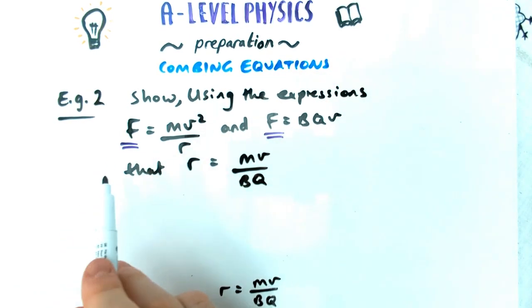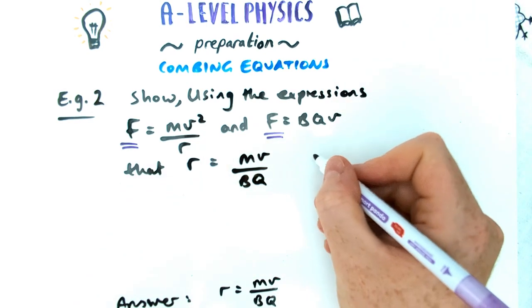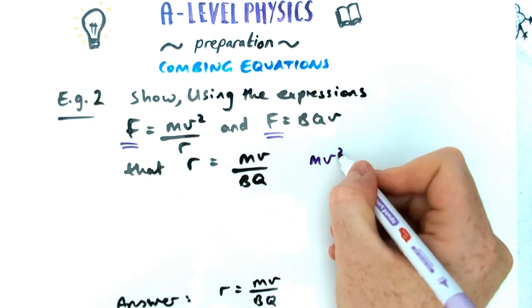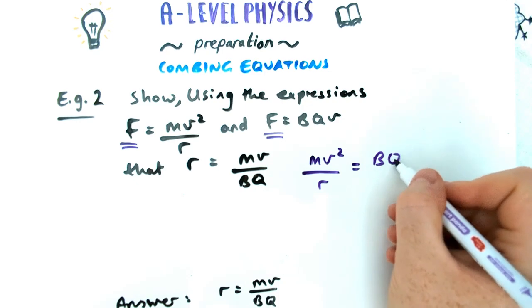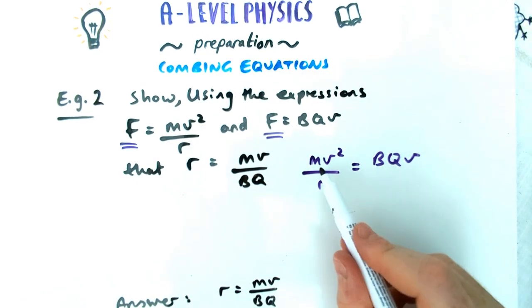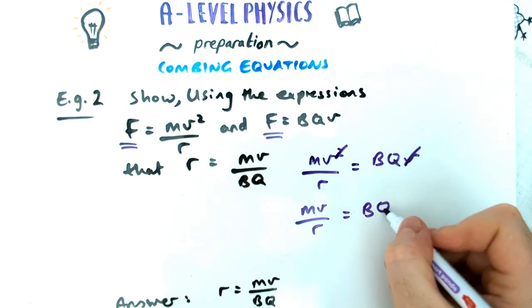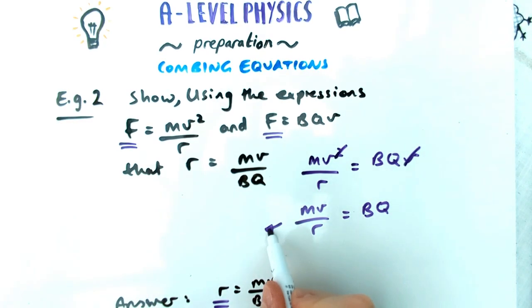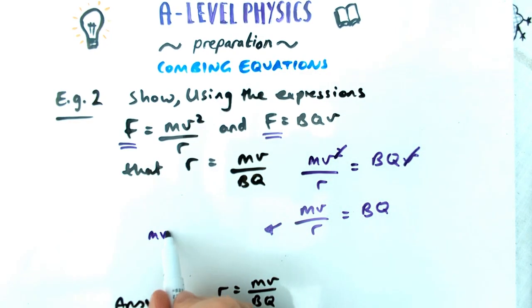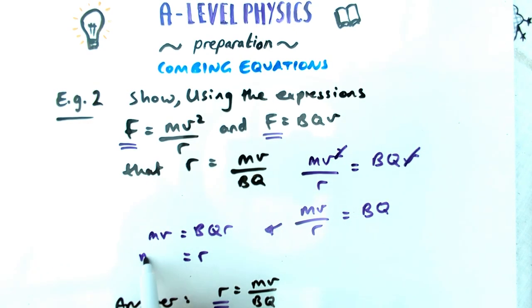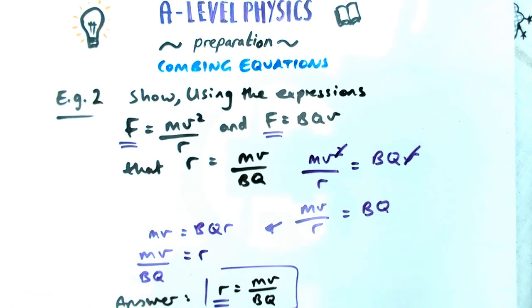Because both equations have F in them, we can equate them together. We can make them equal each other. So mv squared over r equals bqv. Let's simplify it down. I've got a v on both sides, so I cancel the squared and the v on the right hand side. Next, I've got mv over r equals bq. I'm trying to find what r is, so I'm going to times it by r on the right hand side and then divide through by b and q to give me the final answer, which is what we were trying to aim for in the first place. So make sure you practice these because it's really important for A-level physics.